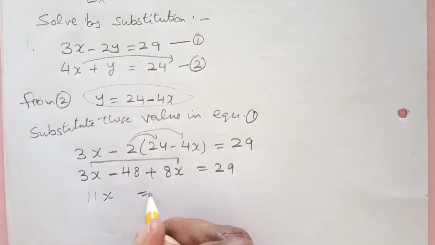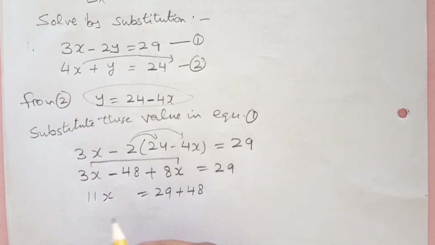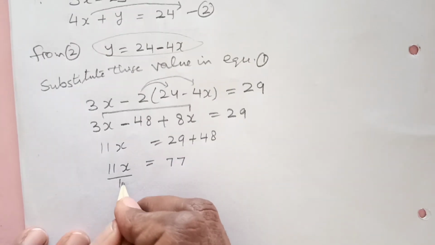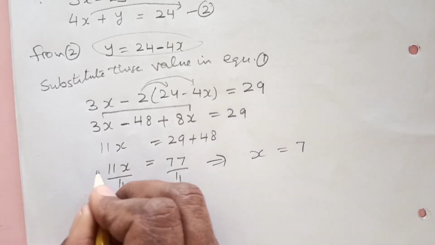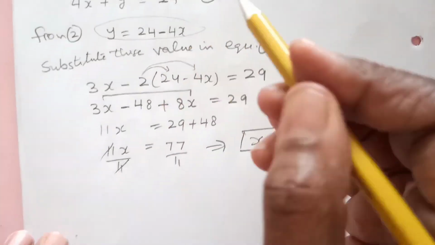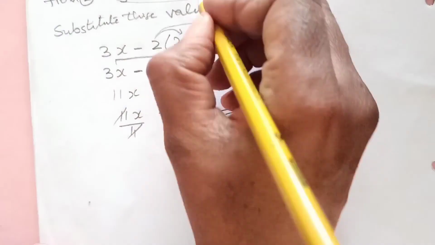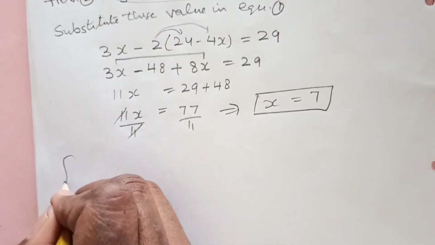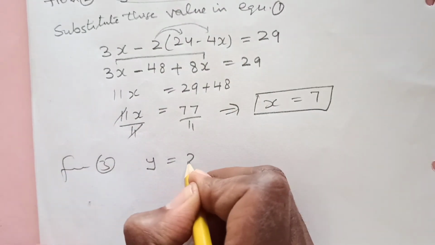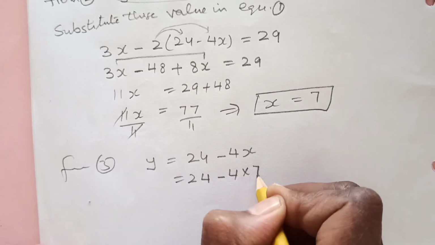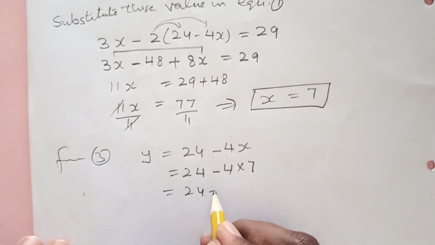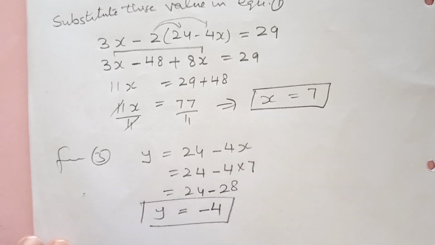11x equals 29 plus 48, 77. So divide by 11, divide by 11. So from here we got the value of x as 7, right? Now you can take this one. Let's say this is the third equation. From 3, y is equal to 24 minus 4x. That means 24 minus 4 times 7. So 24 minus 28, negative 4. So y is negative 4.